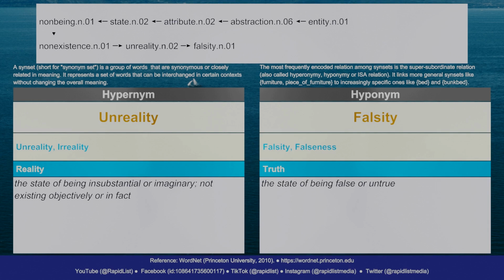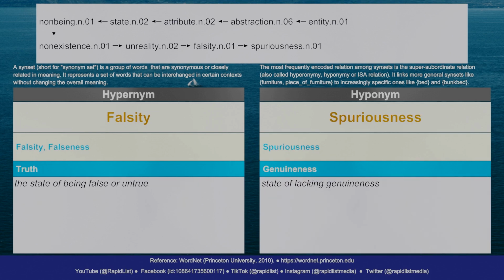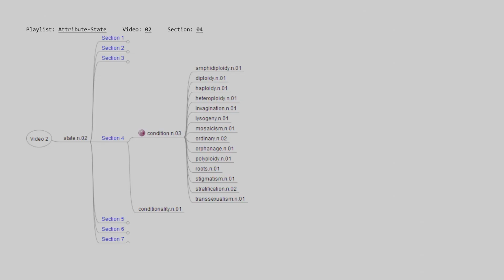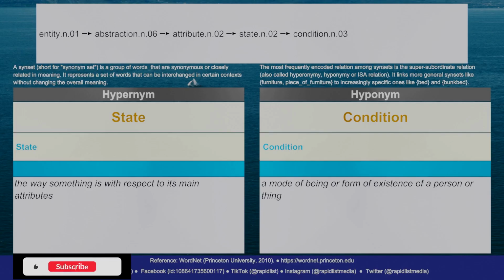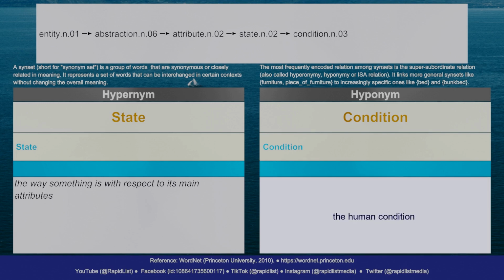Falsity. The state of being false or untrue. Argument could not determine its truth or falsity. Spuriousness. State of lacking genuineness. Section 4. In this section, we will explore condition, or the mode of being or form of existence. Condition. The mode of being or form of existence of a person or thing. The human condition.